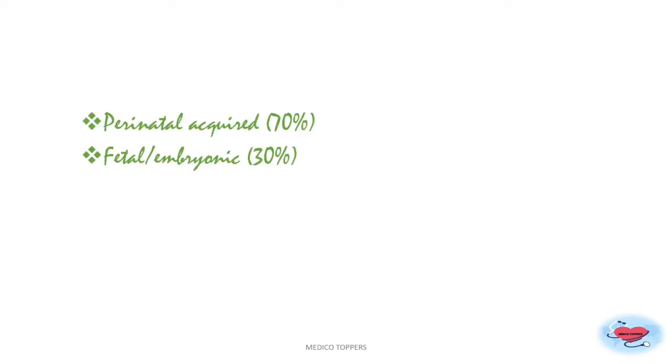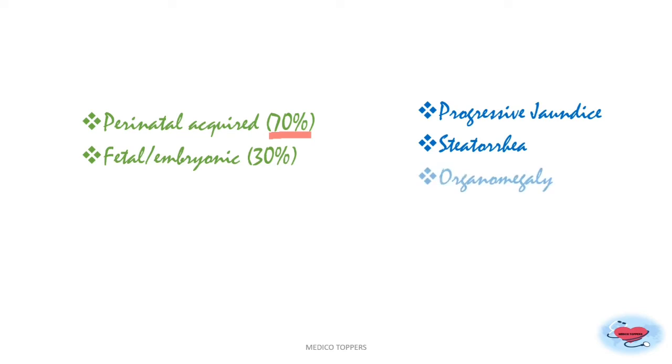Nearly 70% of the people present in the perinatal period and they are not associated with congenital anomalies. But fetal or embryonic forms are associated with congenital anomalies like malrotation, annular pancreas, duodenal atresia, congenital heart disease, like this. The clinical features can be progressive jaundice in a newborn, steatorrhea, and pale stool is the common feature. And there are some organomegalies like hepatomegaly, splenomegaly with portal hypertension, osteomalacia, biliary rickets, severe pruritus, clubbing, and skin xanthomas.